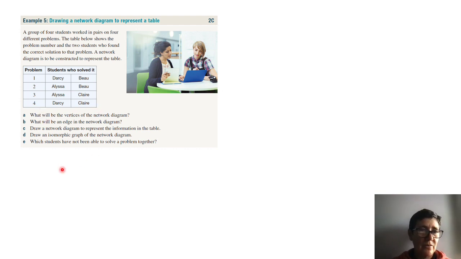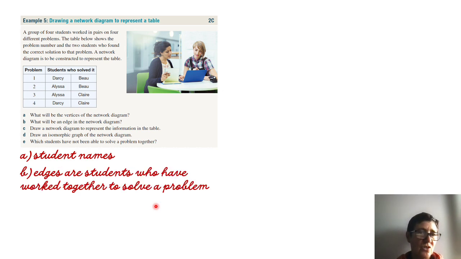Question A says, what will the vertices of the diagram be? It's going to be the students' names. B says, what will an edge actually represent in the diagram? An edge is going to represent students who have worked together to solve a problem. C, draw the diagram.